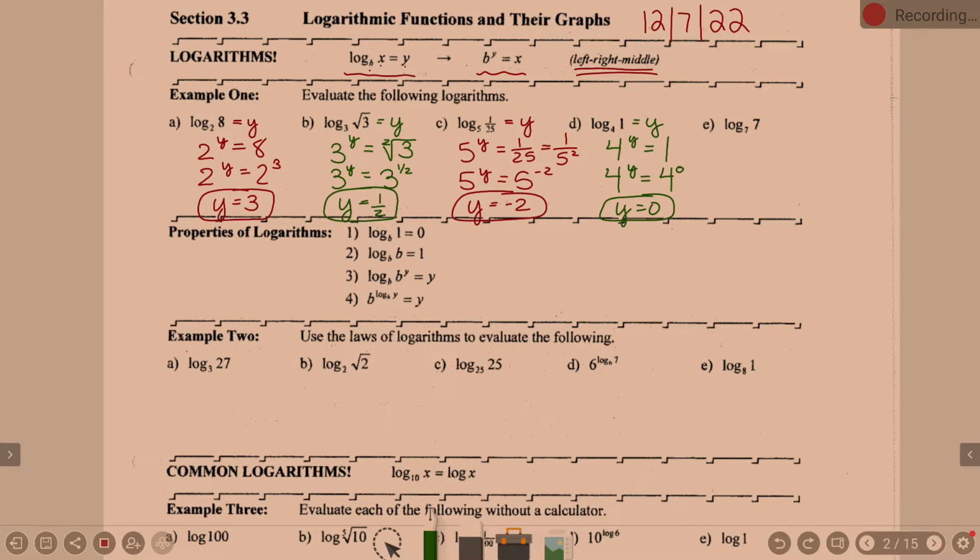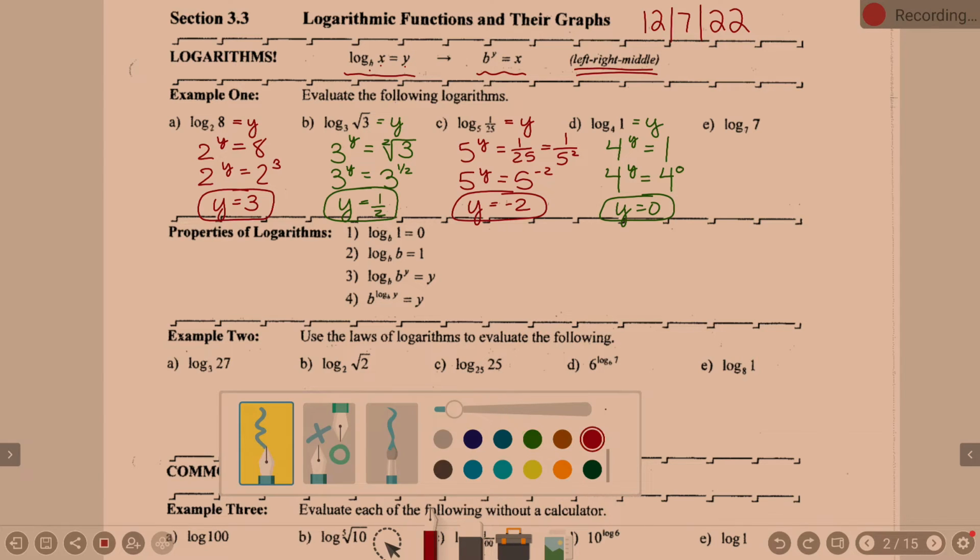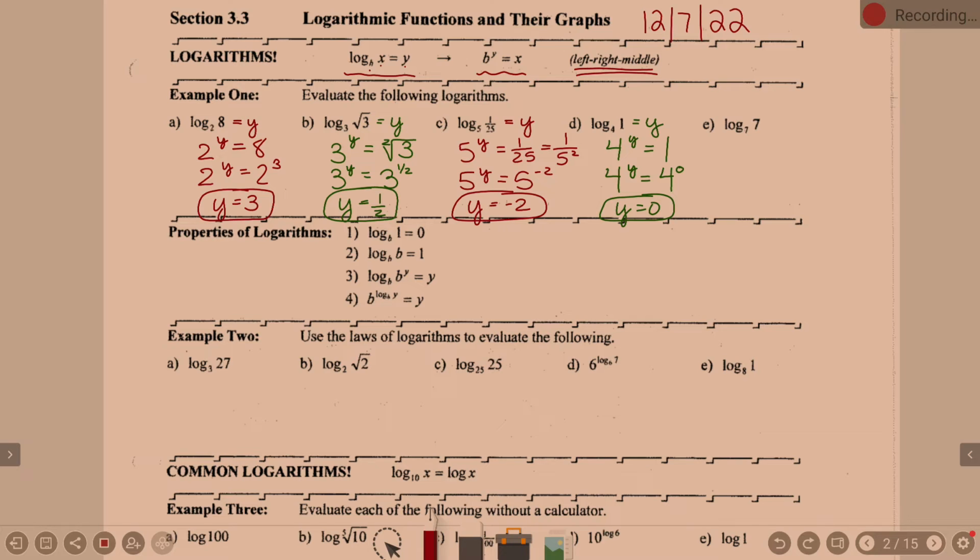Wait, why is it 4 to 0? Because any power to 0 is 1. We had to rewrite this 1 with a base of 4, looking for the connection. So 4 to some power has to equal 1 for this to be true. Trust me, I didn't understand it at first. And here's my hope: if we go through these now, you won't be as stumped later.